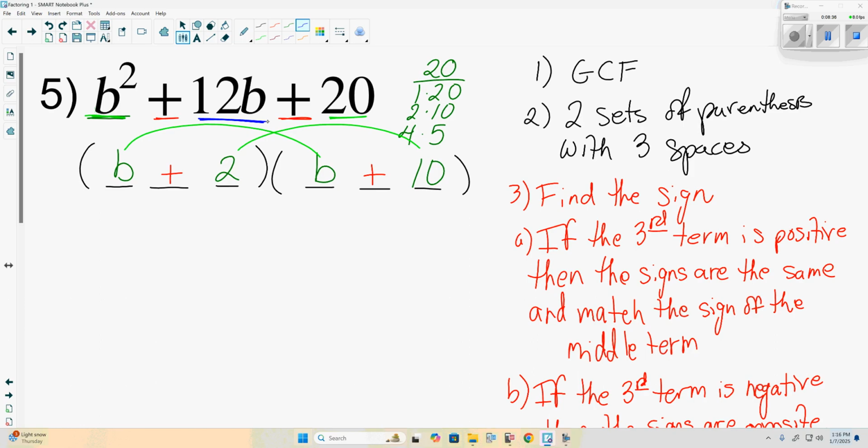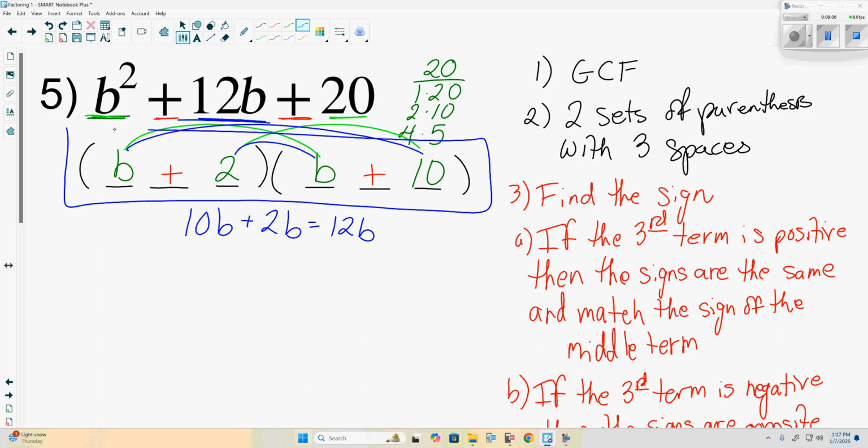12b, the middle term. We get the middle term from, you use FOIL, the first and last, and the inner two. We need to check this to make sure we get the correct middle term. b times 10 is 10b. 2 times b is 2b. So we have positive 10b plus 2b, which is positive 12b. Is that our middle term? So these here are our correct factors: b plus 2 times b plus 10. That's it.